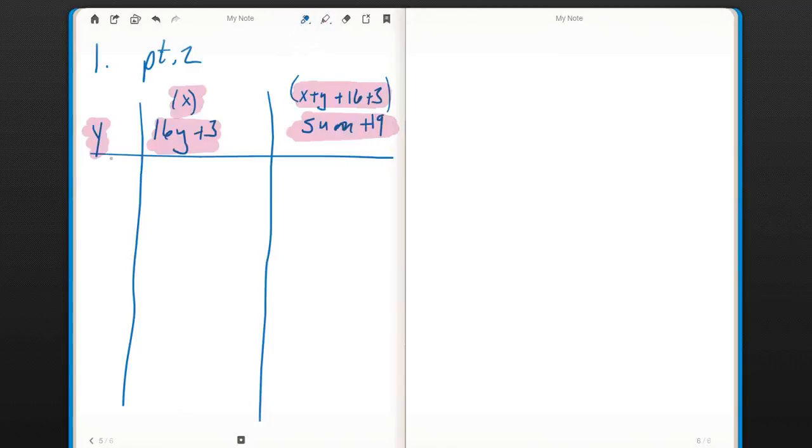So I might start with, I just have to start somewhere and decide if I'm too big or too small. If I let y be 10, 160 plus 3 is 163. If I add that, 163 plus 10 is 173. Plus 19, remember to add 20 and go back 1, that's 192.